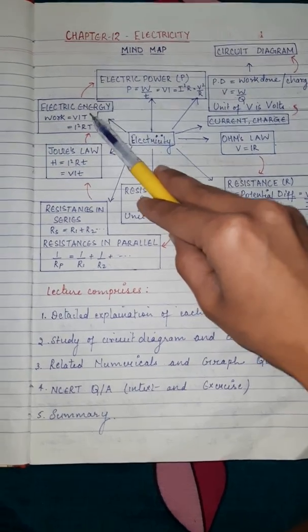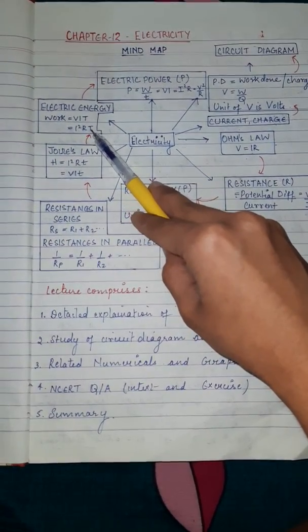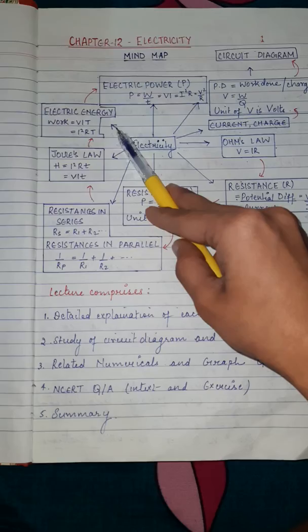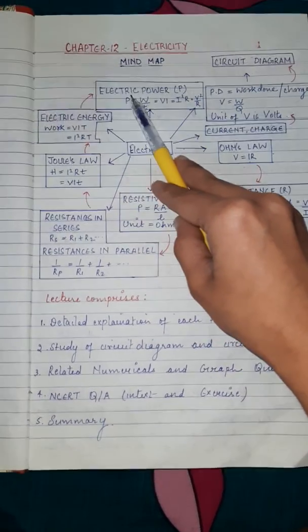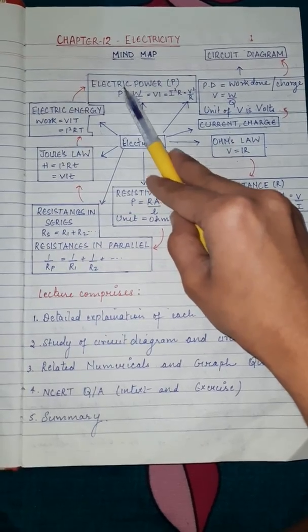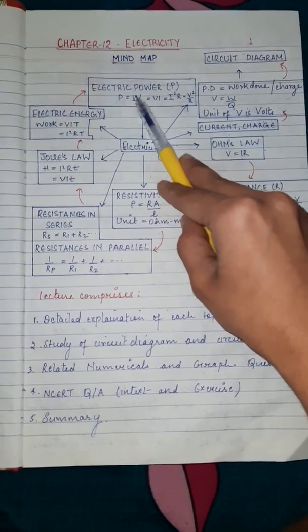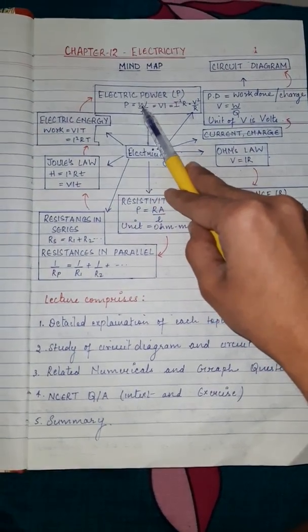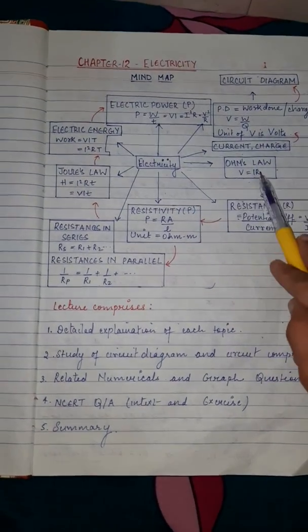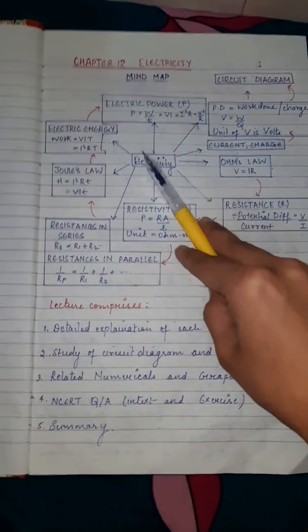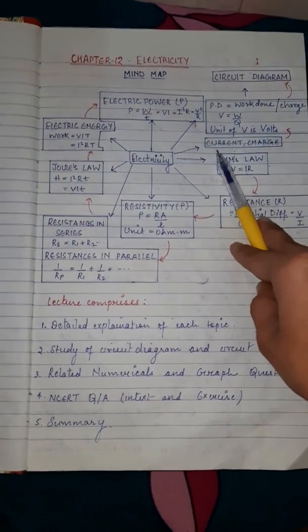Next is electrical energy. We have already done this in class 9th in the chapter work and energy, which is defined as power multiplied by the time. The last topic in this chapter is electric power, which is defined as the work divided by the time. And how do we get these relations? From Ohm's law. We will come to this one by one as we proceed through this lecture.